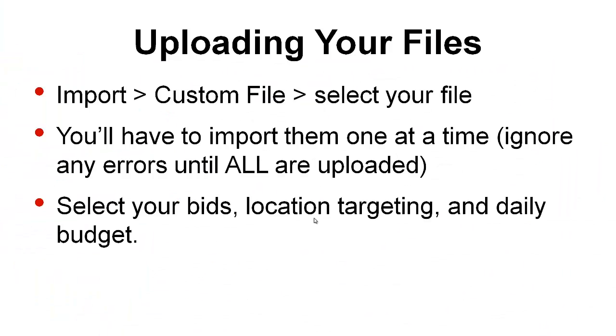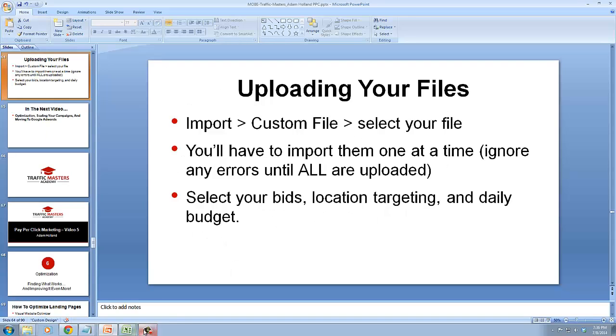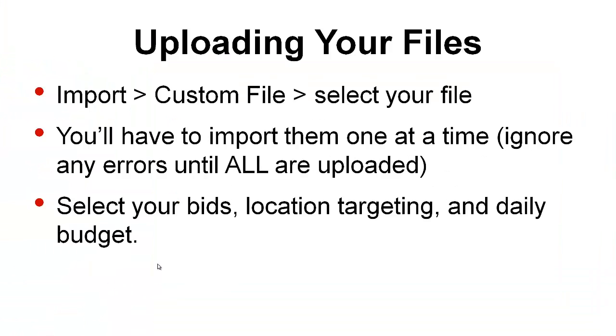Now, how do you do this? Okay, good. I wanted to make sure I was still recording. So, uploading your files: you're going to take those files that you saw, open up your Bing Ads Editor, click Import, Custom File, and select your file, and it's going to upload it to the software. You'll have to import each of your files. So if you have 5 different ad groups and 5 different CSV files, you're going to have to import those files one at a time.